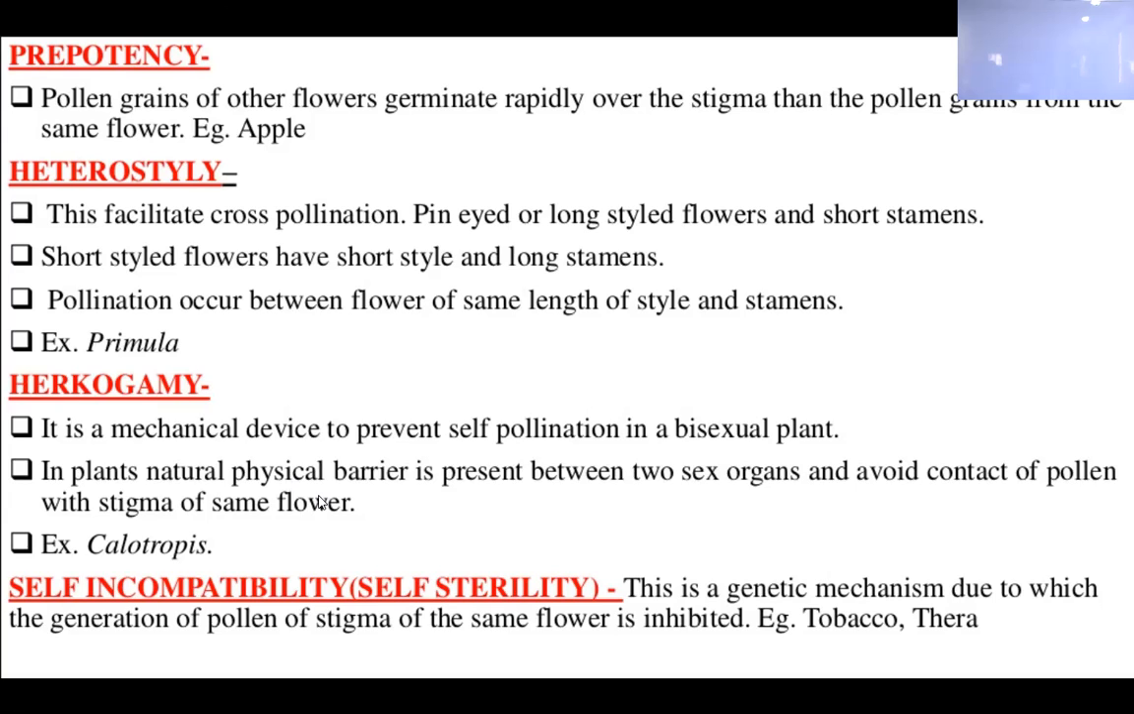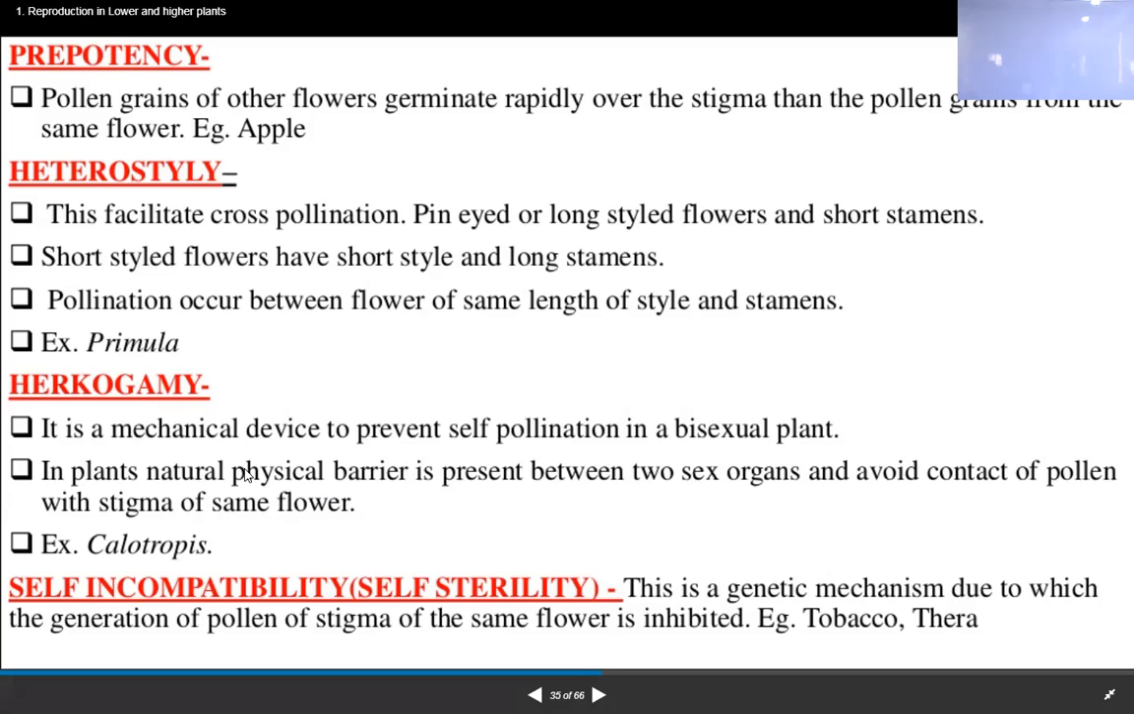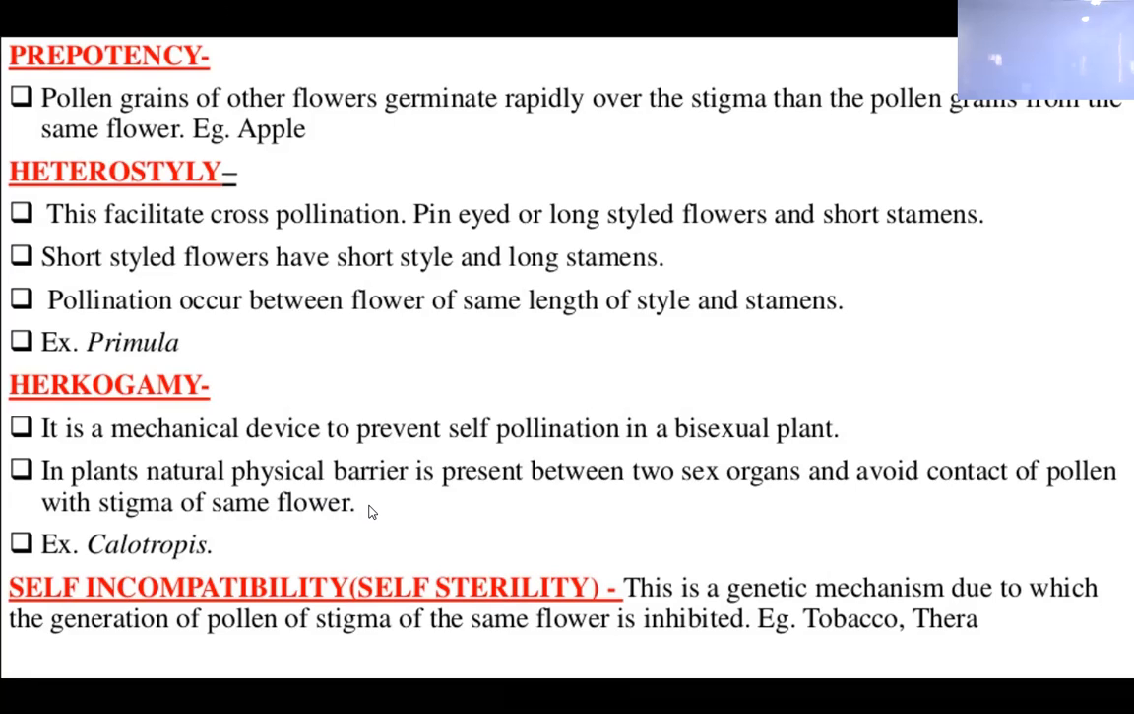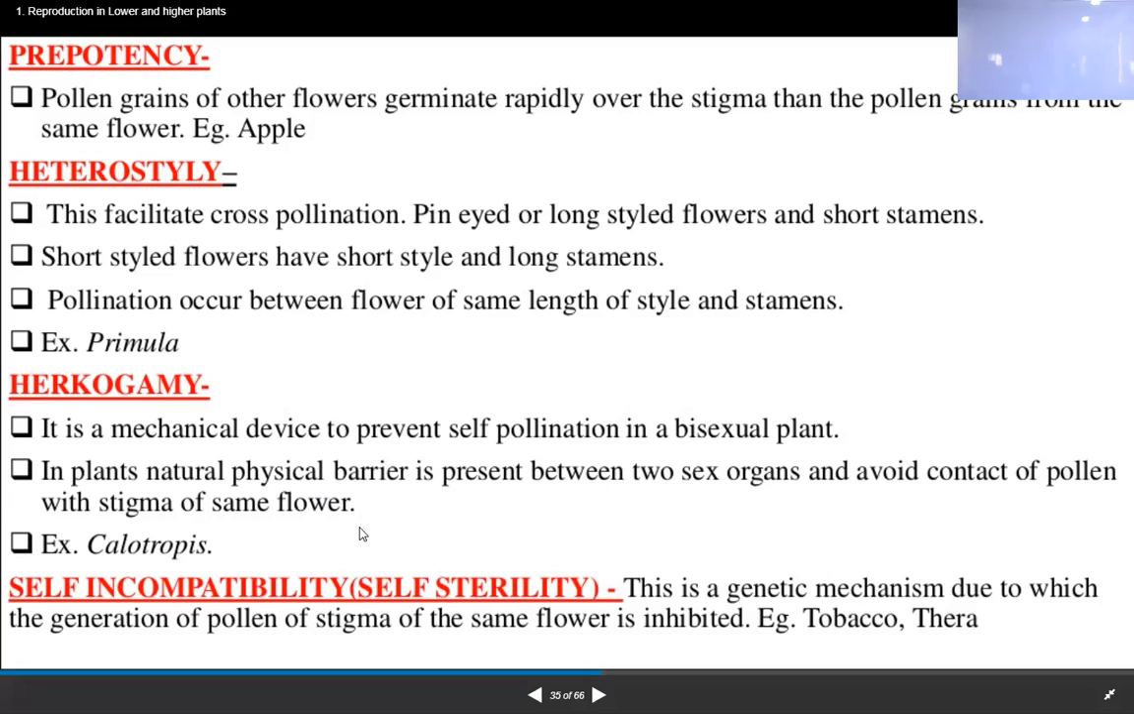तो इसमें क्या होता है, अगर same flower में ही, if stamen and carpel are present in the single flower, here we need to avoid self-pollination. So in some plants what happens, there are some natural barriers जो prevent करते हैं self-pollination. Why? Understood? In some plants, natural physical barriers are there. Calotropis, for example.